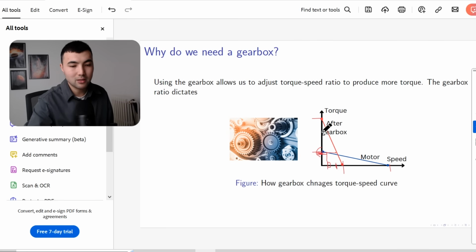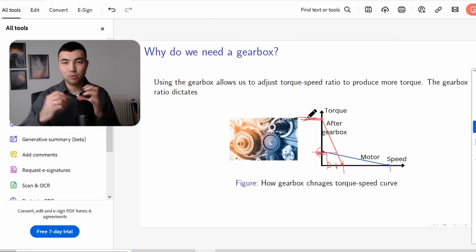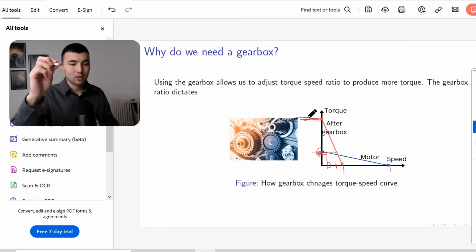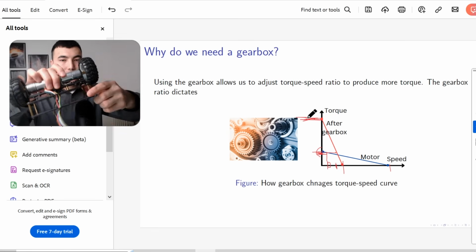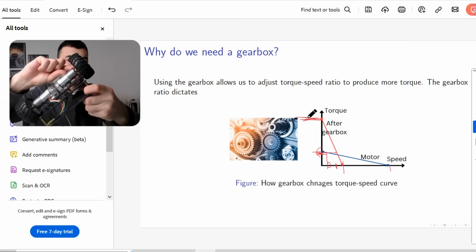Having this gearbox allows us to create a lot of torque. That's why we can install a wheel and design some moving device using the gearbox. That's why it is quite essential to have a motor with a gearbox. Here I have a smaller one, and for example here I have the motor again, and this part is basically a gearbox as well.